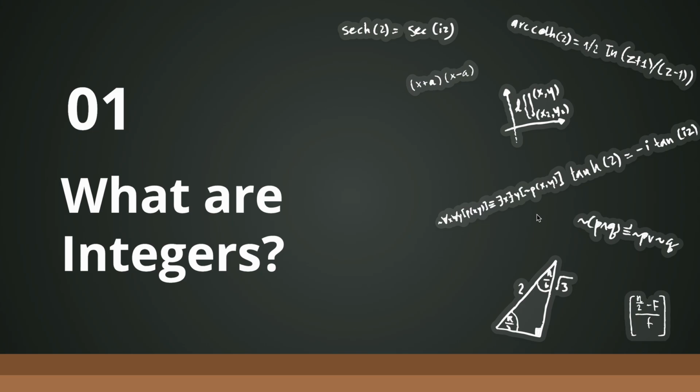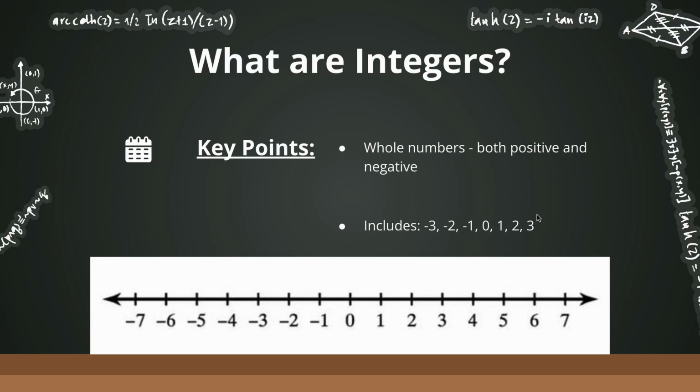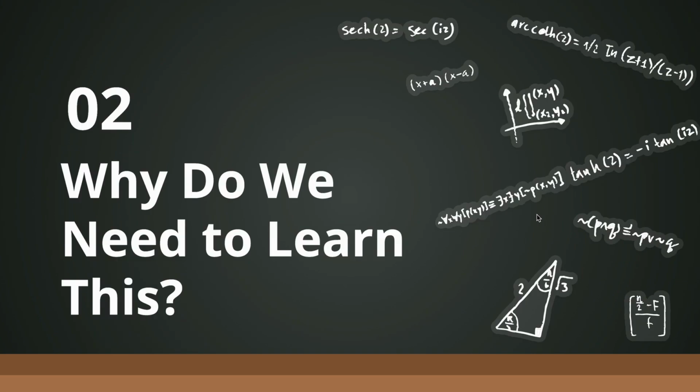So first, what are integers? Integers are whole numbers, both positive and negative. That means numbers like -3, -2, -1, 0, 1, 2, 3. Think of them like a number line with 0 in the middle. And as you can see, there's a number line on your screen right now, down below.